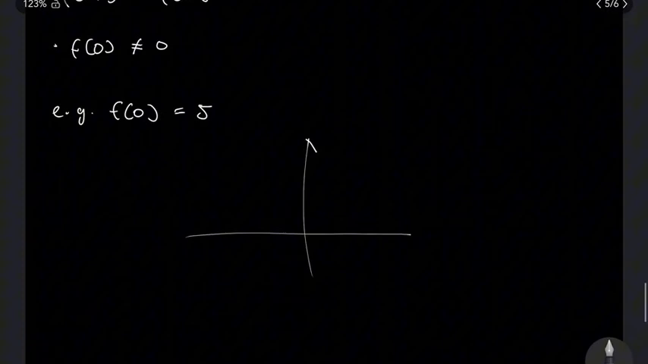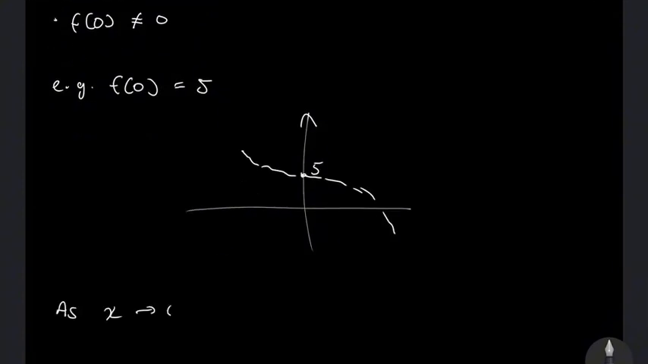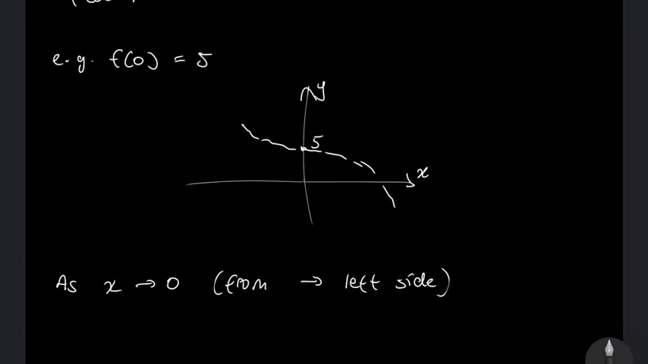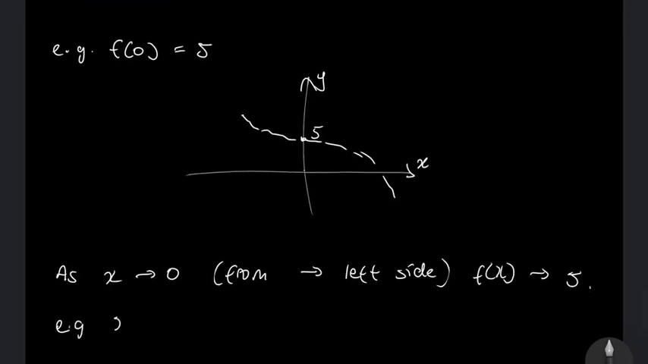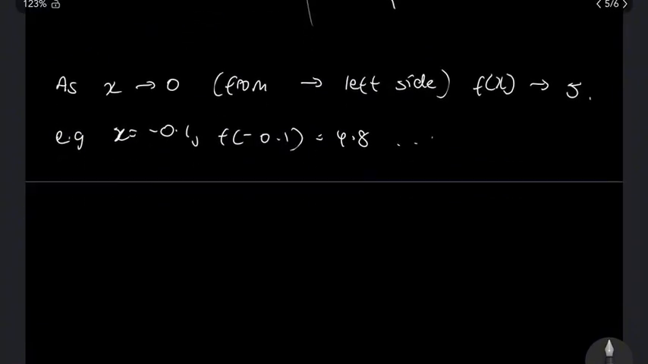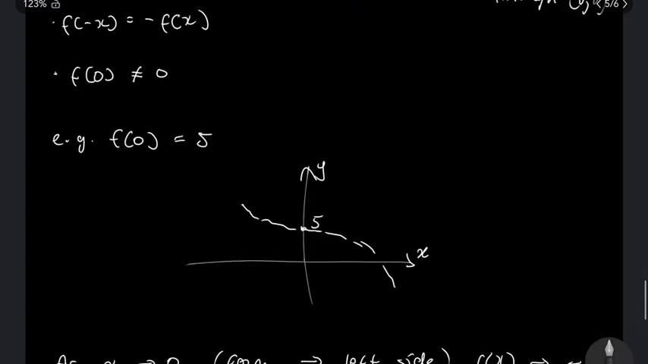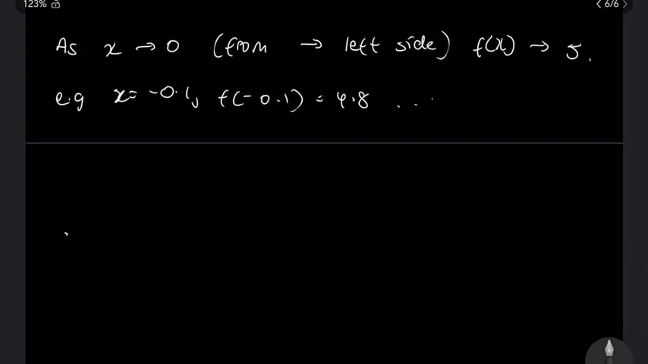We draw a little diagram to visualize, and as we tend x to 0 from the left side, f(x) should approach 5. Let's say for example, when x = -0.1, f(-0.1) is 4.8. Now looking back at the universal feature of all odd functions, this must mean that at x = +0.1, f(x) must equal -4.8.